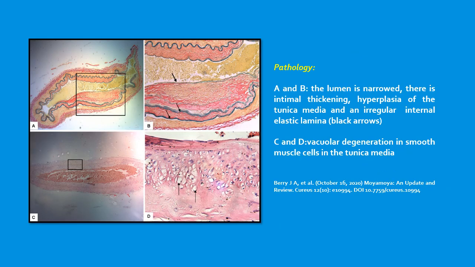This figure shows the pathology. In A and B, the lumen is narrowed, there is intimal thickening, hyperplasia of the tunica media, and an irregular internal elastic lamina indicated by the black arrows. In C and D, there is vacuolar degeneration in the smooth muscles in the tunica media.